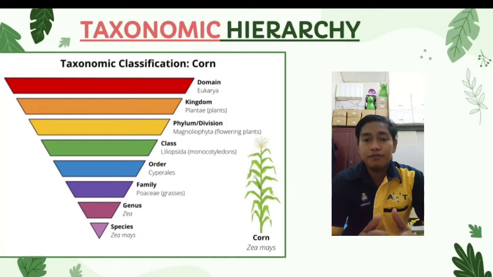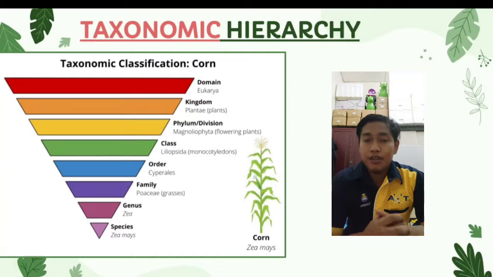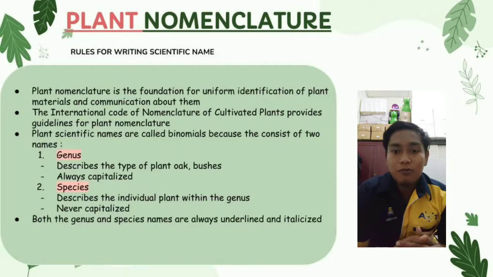Then we have the genus, where all plants having the same generic name belong to the same genus and have similar characteristics and are closely related. And also the last one is the species, the lowest level, which defines an individual plant. Now let's look at the example in this slide. This is the mango, known as a common plant. The kingdom is Plantae, and the division or phylum is Magnoliophyta, followed by the class Magnoliopsida. The order is Sapindales, and the genus is Mangifera.